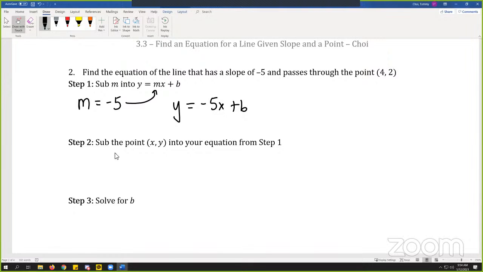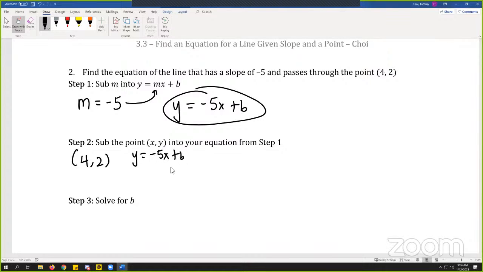Step 2, we're going to substitute our point. Our point is (4, 2). So we're going to plug that into our equation, y equals negative 5x plus b. Our y is 2, and our x is 4. And there we have it.